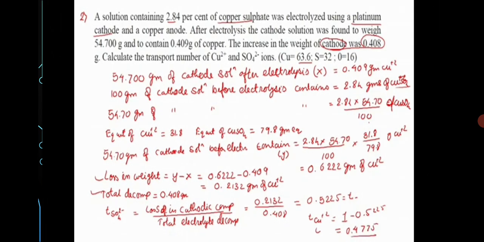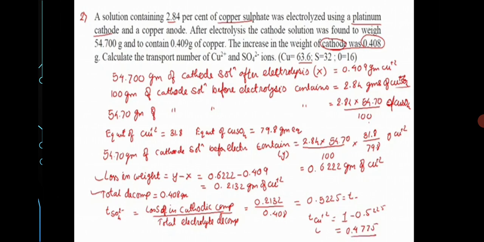Here is the next problem. A solution containing 2.84% of copper sulfate was electrolyzed using a platinum cathode and a copper anode. After electrolysis, the cathode solution was found to weigh 54.700 gram and to contain 0.409 gram of copper. The increase in the weight of the cathode was 0.408 gram. Calculate the transport number of copper plus 2 and sulfate ions.